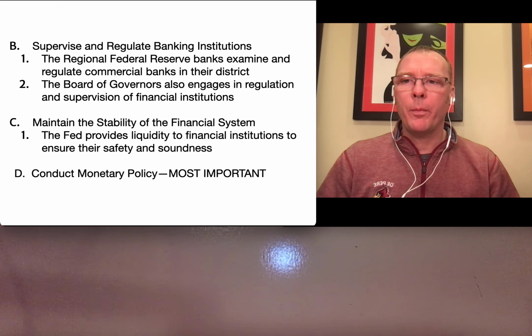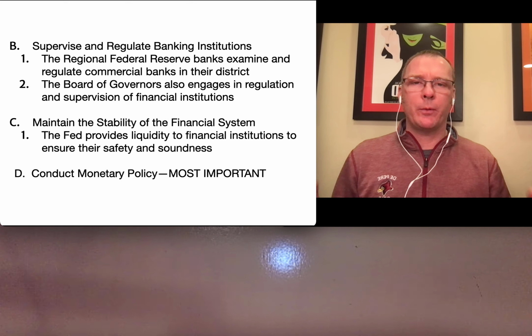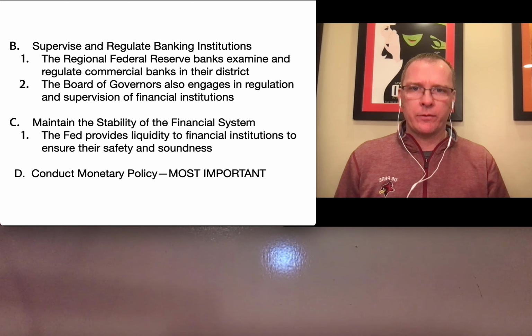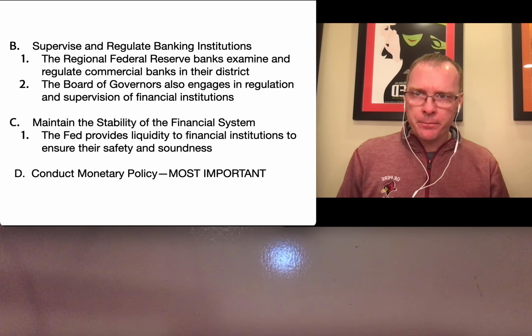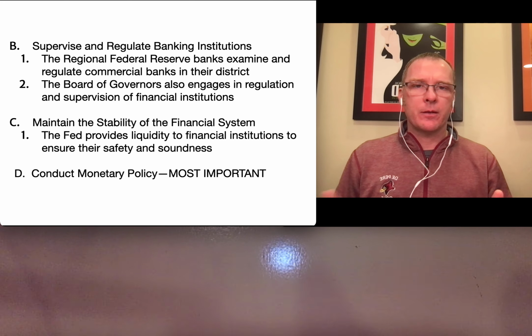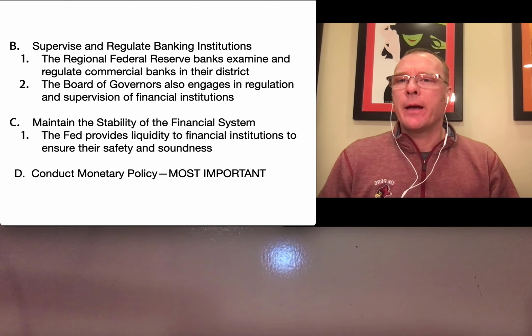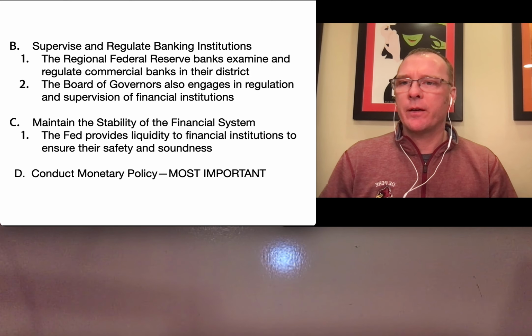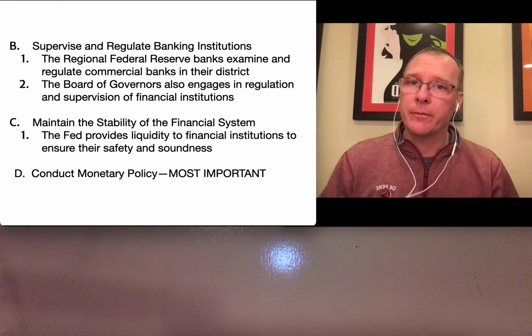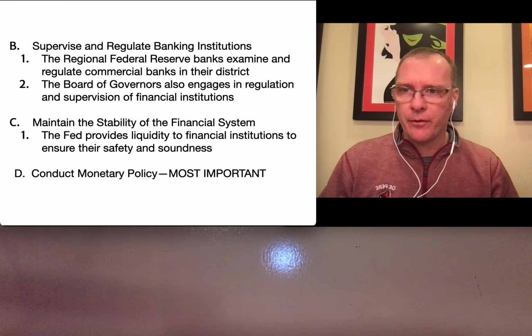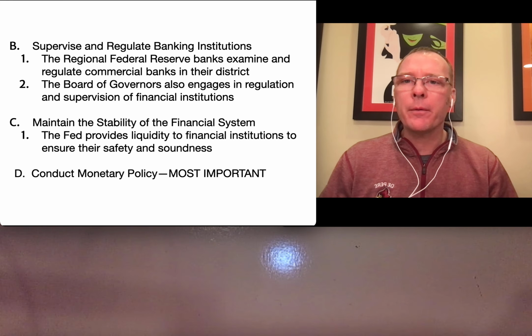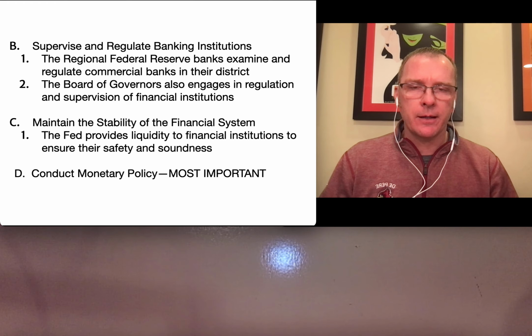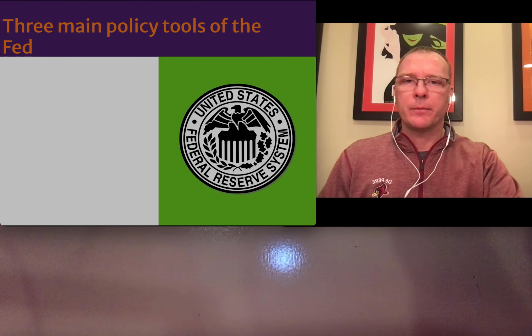And then the whole point is to maintain the stability of the financial system. We have to trust that our money has value, that our money is worth something. So that stability comes from the Fed. The Fed can also provide liquidity to financial institutions, to make sure that my money is safe and I can get it out of the bank, etc. Probably the most important is monetary policy, which we'll talk about in this section.